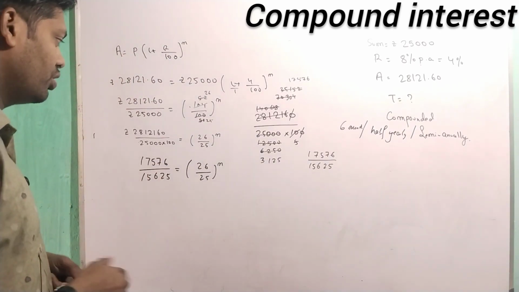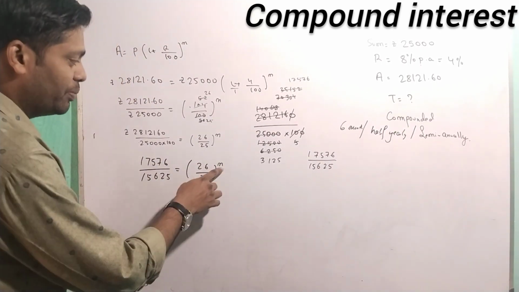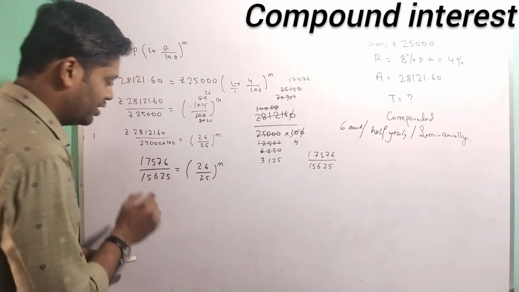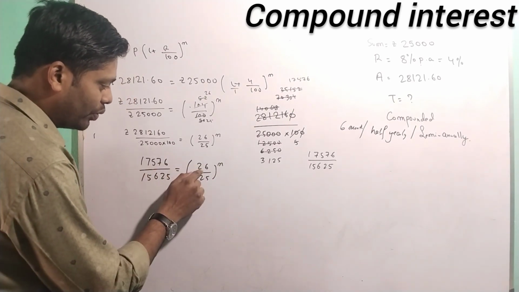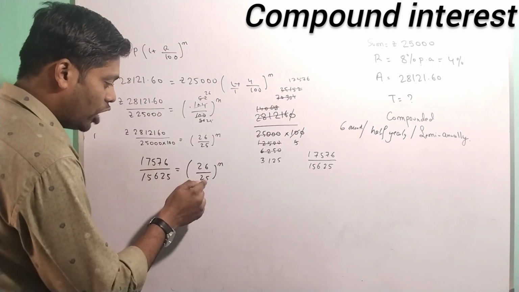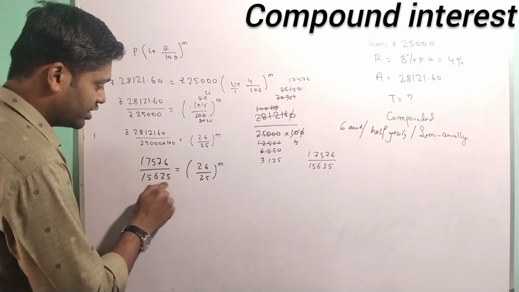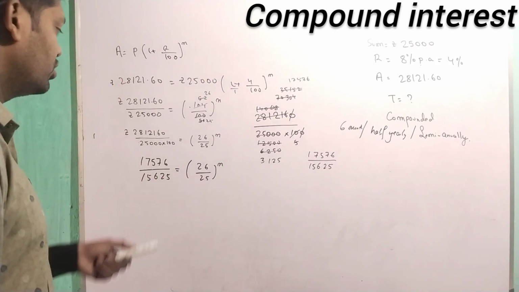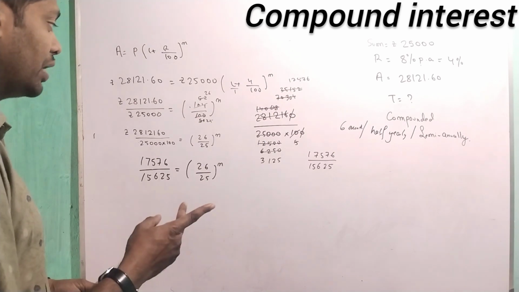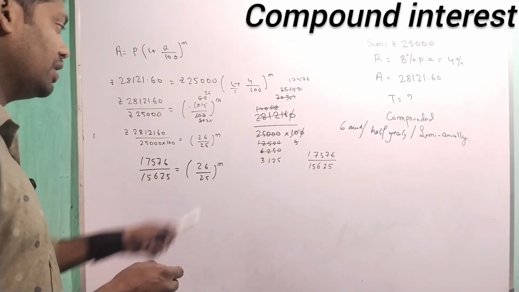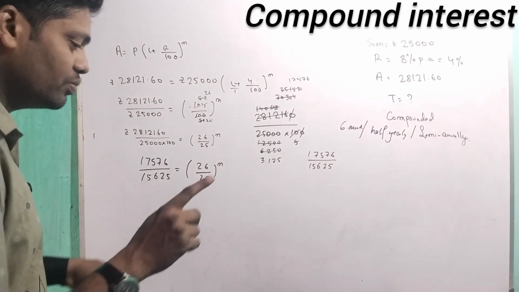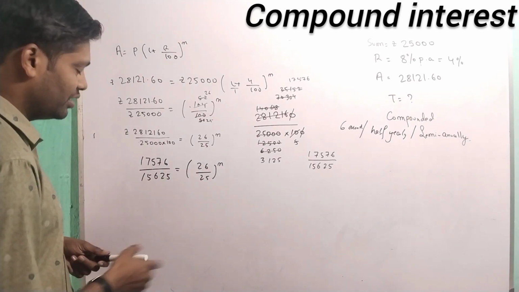Sir, how did you come to know? Because when you have to find the time period, they will give you that type of question only. So how many times you multiply 26 to get this one, and how many times you multiply 25 to get this one. Sir, how will we come to know? You have to multiply and see. It may be 2 times. No, because 2 times when you multiply it will be 625. So obviously it is more than 2 times.